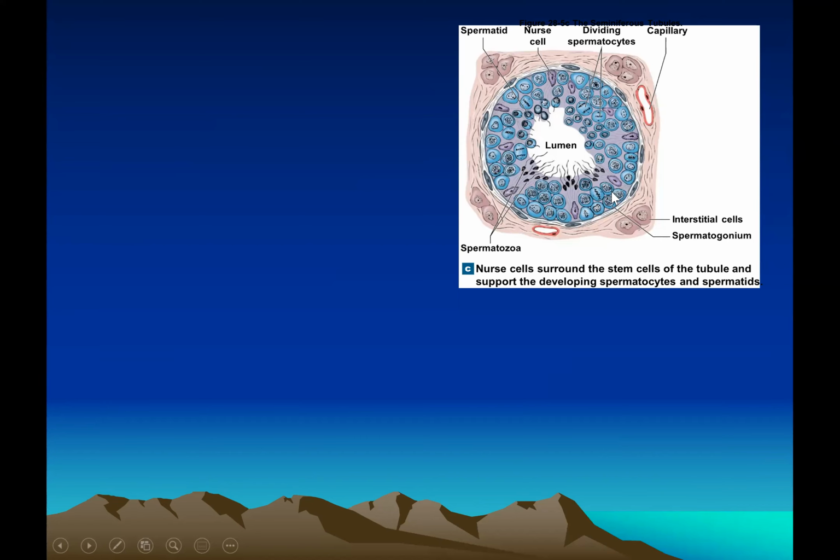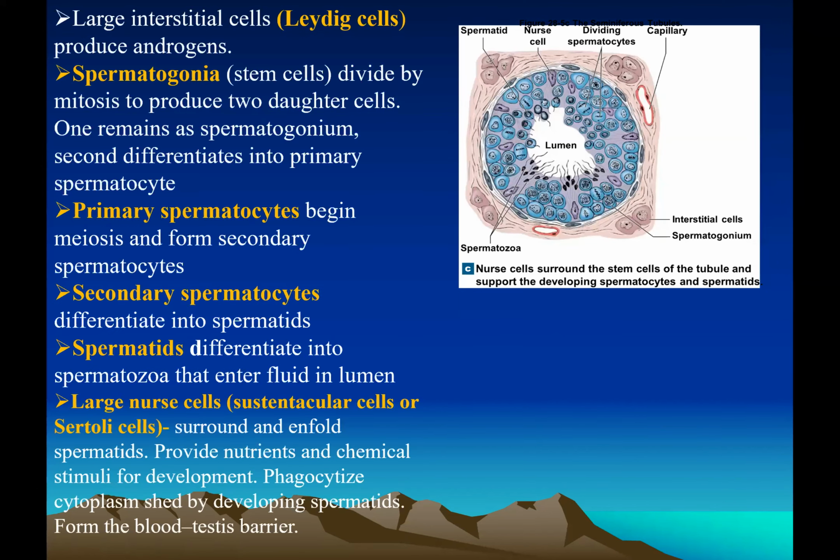And then they'll have helper cells, called nurse cells, or sustentacular cells. And then there are interstitial cells. So there are a lot of special cells found in the seminiferous tubules. When they get the clue to undergo mitosis, the spermatogonia will differentiate to form something called a primary spermatocyte. And then that will differentiate to form a secondary spermatocyte. That will differentiate further to form a spermatid, which becomes the spermatozoa.